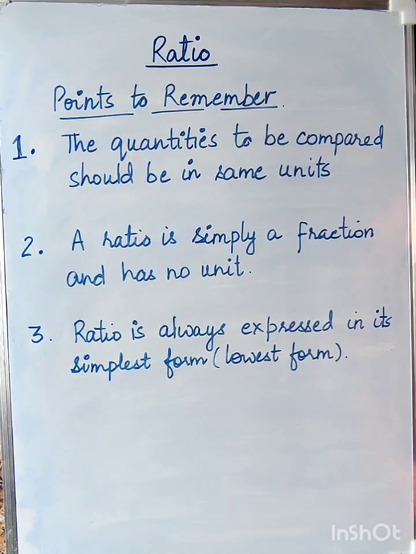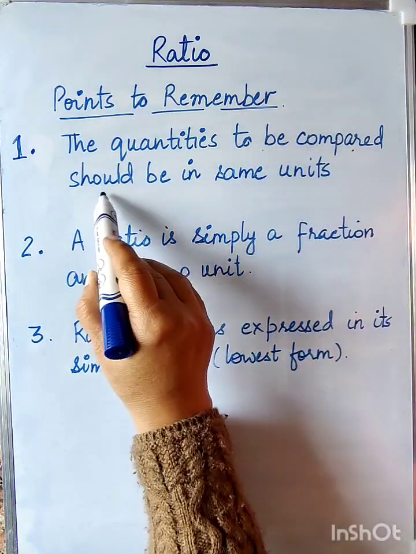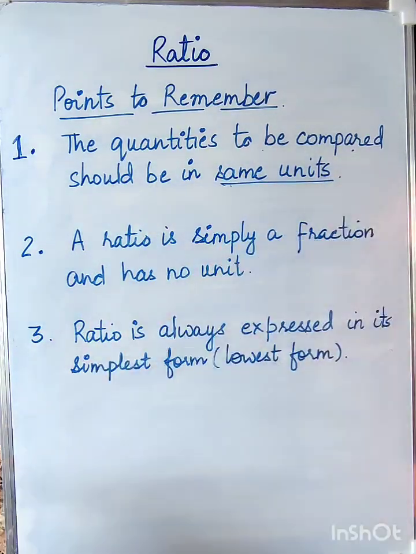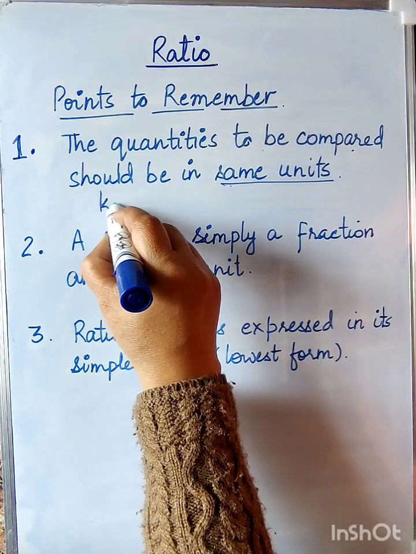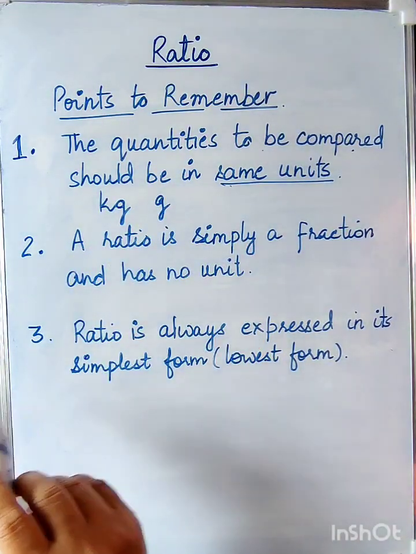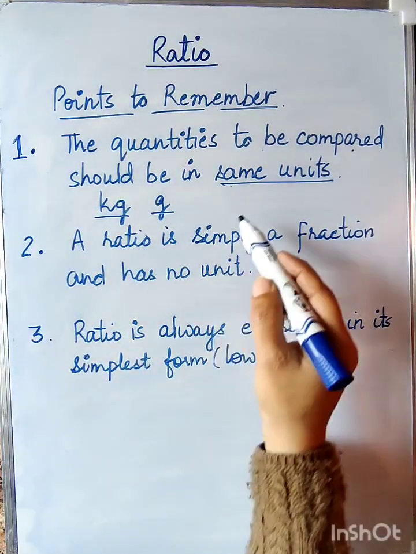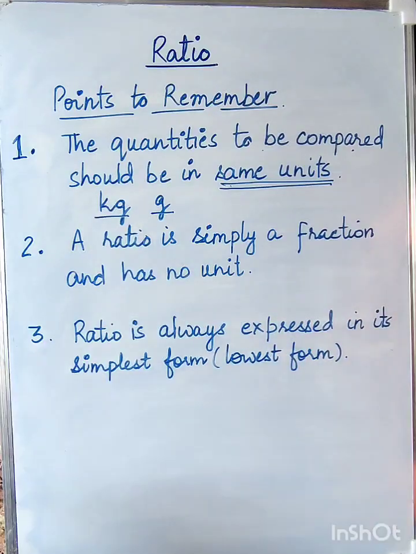Now there are certain points to remember while dealing with ratios. The first one says the quantities to be compared should be in the same units. That means if one is given in kgs and the other in grams, you cannot compare until and unless you change the kgs to gram or gram to kgs. So the quantities should have the same unit, then only you can compare them.